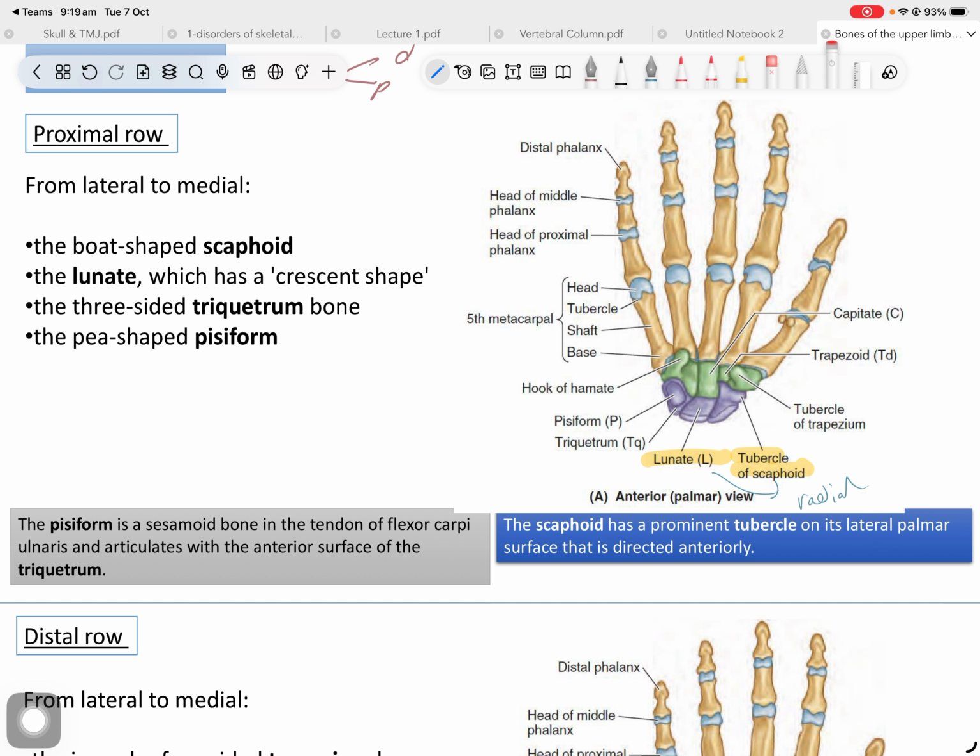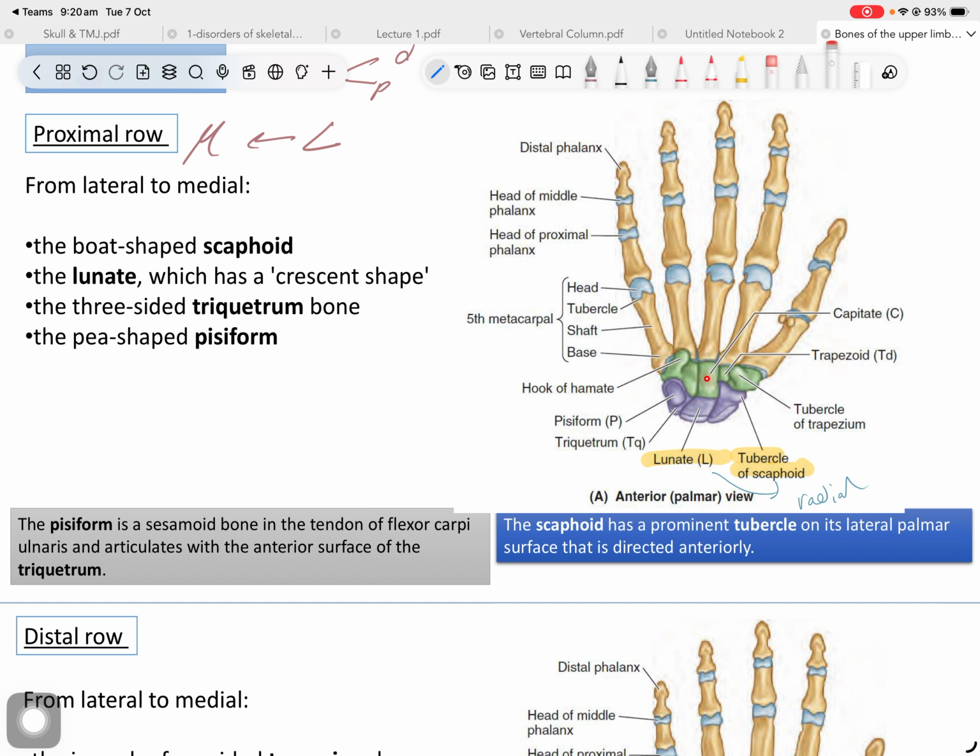Okay? What about the distal row? Again, I start counting from lateral to medial. I have first one, trapezium, it has a tubercle. I call it tubercle of trapezium. Then I have trapezoid. Under the middle finger, I have the capitate. And finally, I have the hamate, which has a hook. We call it hook of hamate.